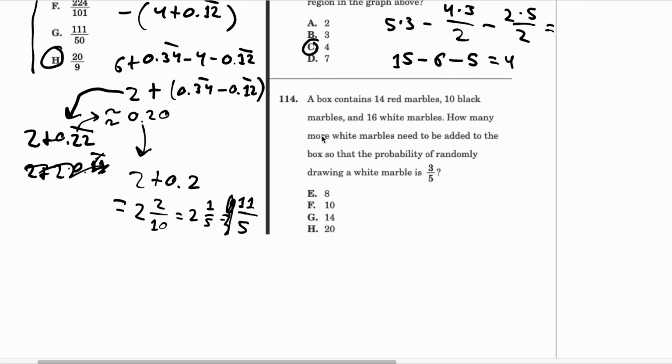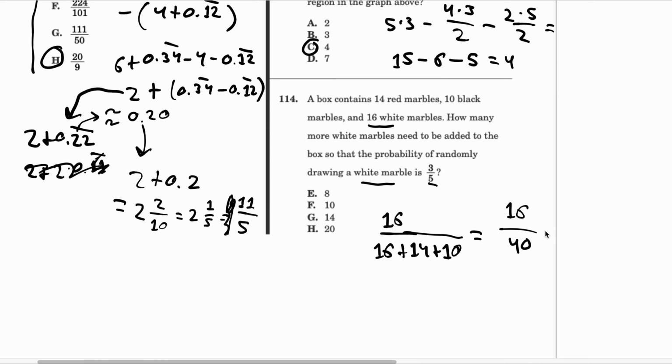Okay, and then our final question. A box contains 14 red marbles, 10 black marbles, and 16 white marbles. How many more white marbles need to be added to the box so that the probability of randomly drawing a white marble is 3/5? So let's figure out the current probability of drawing a white marble. There are 16 white marbles, and the total number of marbles would be 16 plus 14 plus 10. So that probability would be 16 over 40.